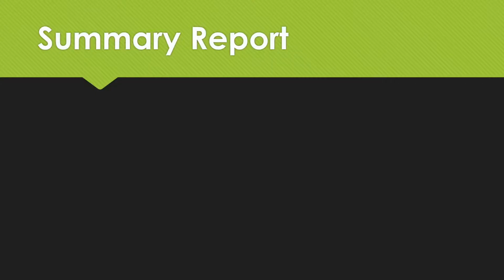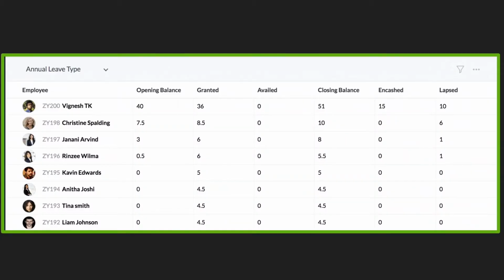The Summary Report. This report shows comprehensive leave details of each employee for a particular leave type. You can choose the type of leave you want to view in the drop-down. You can use the filter to view balance based on various criteria. And once again, you also have various options to export, download as a PDF, and print under the ellipsis icon. In order to view this report, go to Leave, then to Reports, and click on Summary Report.